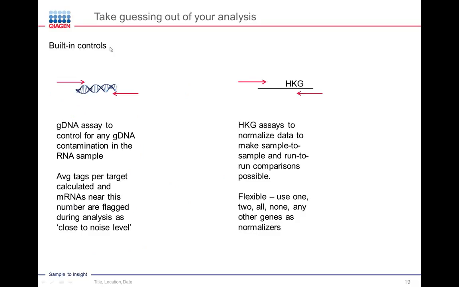Another unique feature of the RNA-Seq panels are the built-in controls that take all the guessing out of your analysis. There are two sets of controls. There's the genomic DNA assays, and then there's the housekeeping gene assays. The genomic DNA assays control for any genomic DNA contamination in your RNA sample. It's basically a great way to make sure that all the reads that you're looking at and all the molecular barcodes are not capturing any genomic DNA. If there's any genomic DNA contamination, you'll be able to see those molecular barcodes that are coming from genomic DNA in our analysis. So it's a great way to control for any genomic DNA contamination.